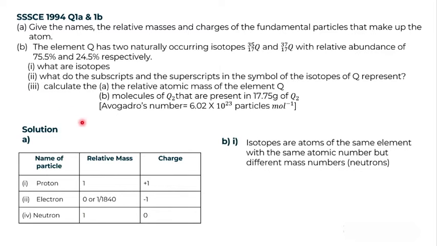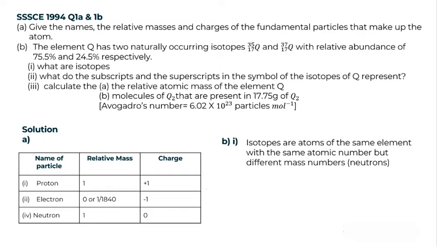Now for question number 1B, I, what are isotopes? This is the definition for isotopes. Isotopes are atoms of the same element with the same atomic number but different mass number due to the difference in neutron numbers. So we are saying that isotopes are atoms, just like any other atoms. They are atoms of the same element. They have the same atomic number but different mass number. The difference in their mass number is due to the difference in their neutron numbers, and that is what makes them isotopes.